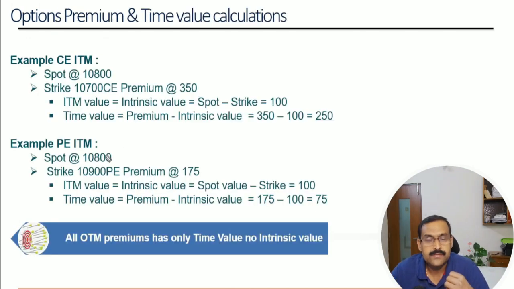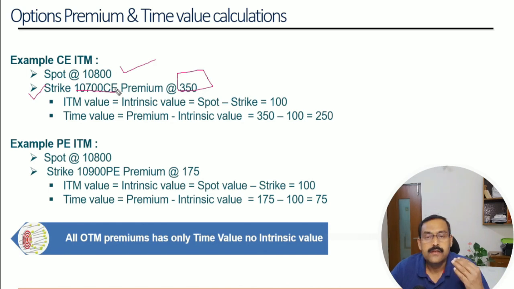Let us take a couple of examples to calculate the intrinsic value and the time value of the options. In the first example, I am taking the call option for Nifty, which is trading at 10,800. Let us say there is a call option that is executed at the strike price of 10,700 at the premium of 350 rupees. Now, the 10,700 call option is in the money because the spot is at 10,800. The call option strike is below the spot, so that means it is in the money.